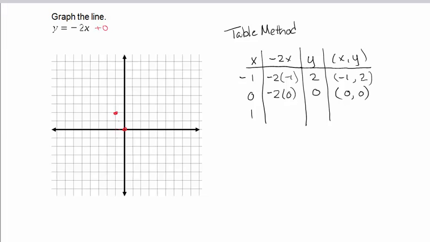Okay, and then my third point is -2 times 1, x is 1. I get -2, so my point is 1, -2. And so I'll plot my third point 1, and go down 2. And so there are my 3 points. Draw my line. And sanity check, it looks right? It's slanting downward to the right, and that's because it has a negative slope.